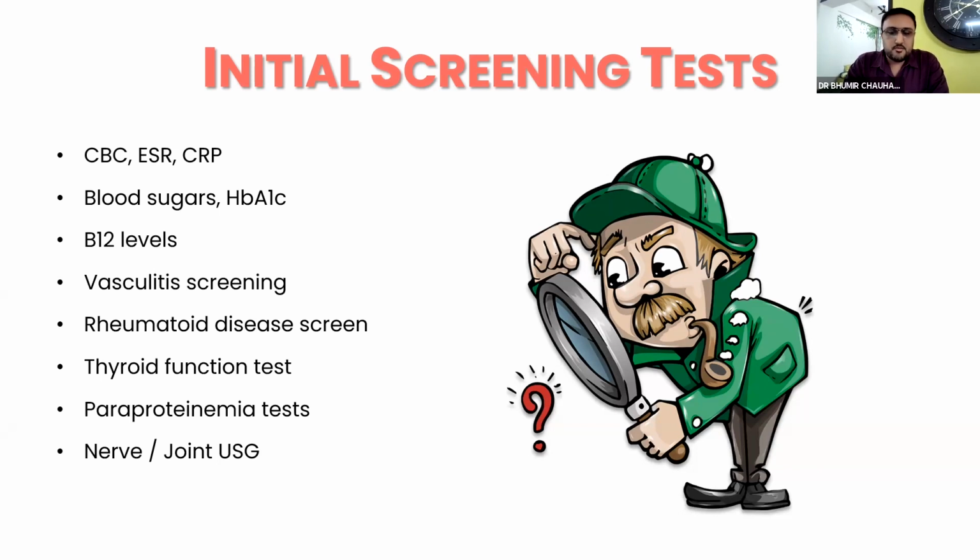So keep this diabetes thing in mind. In any case of neuropathy, you should always have a diabetic profile.